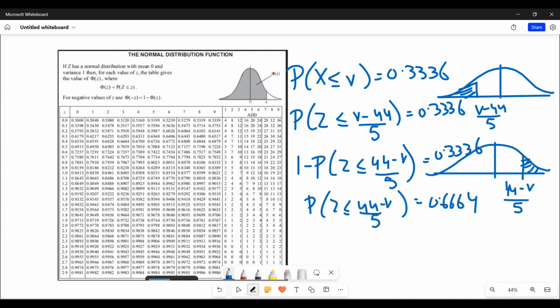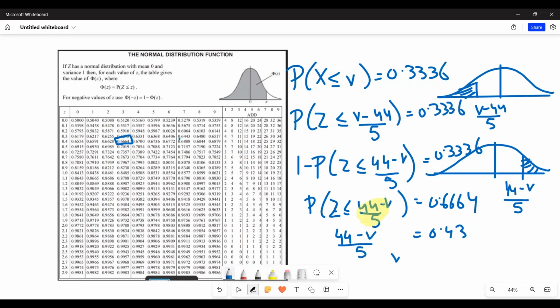We have to find 0.6664 from the table. We have 6664, so 6 and 4. Here it is, so that's 0.43. So this is equal to 0.43. Now you cross multiply, rearrange, and find V, which comes out to be 41.85.